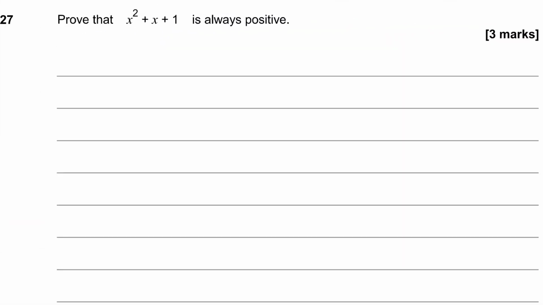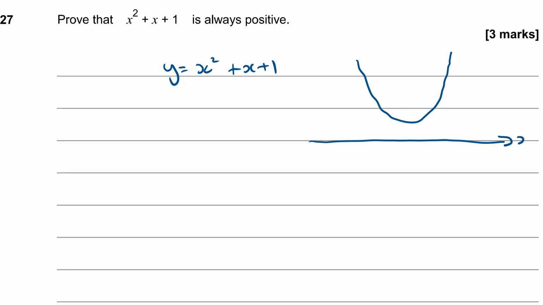Question 27. Prove that x squared plus x plus 1 is always positive. Now, there are quite a few different ways of going about this. The way I think I'm going to look at it, I'm going to think of this as a quadratic equation: y equals x squared plus x plus 1. Now this is, everything's positive, isn't it? So it's going to be a kind of a smiley parabola this way around. And if it's always positive, it means it is always above the x-axis. Don't know where the y-axis will be.